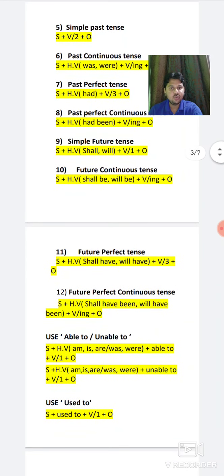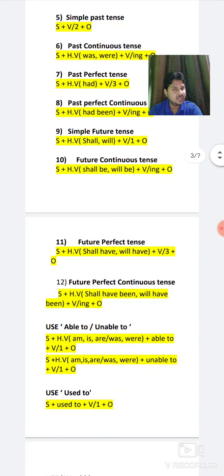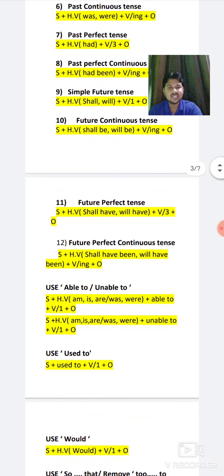10th topic: future continuous tense. Continuous means, I hope you have learned by now, that verb ing form will come. Then also look at the structure: subject, after that helping verb shall be or will be, properly you have to use any one word, after that verb ing it will come, and at the last object will be there.